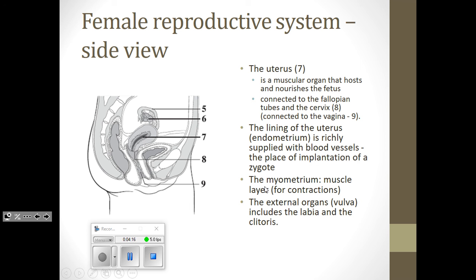Now the lining of the uterus. If you look here, you can see that there are different layers to the uterus. The inside layer of the uterus is called the endometrium. We'll see this term endo come up again. Maybe if you think about chemistry, you've heard it before, endothermic. Endo is what we use to talk about the inner layer or the inner lining. We have the endometrium, and this is the part that's richly supplied with blood vessels. It would be the place of implantation of a zygote.